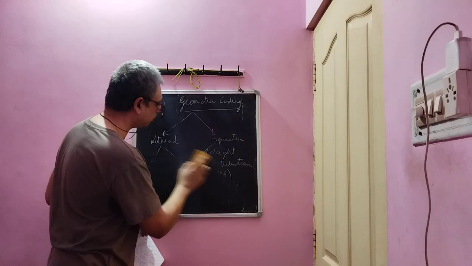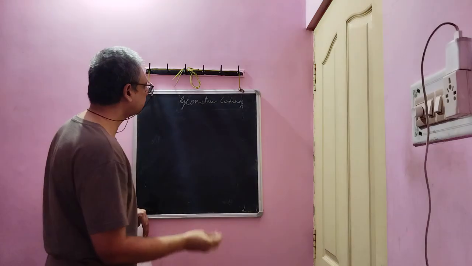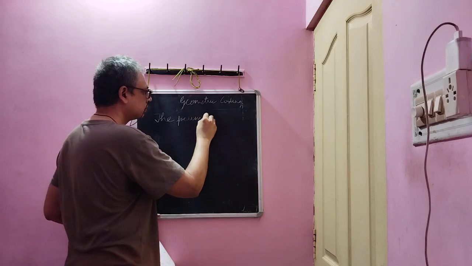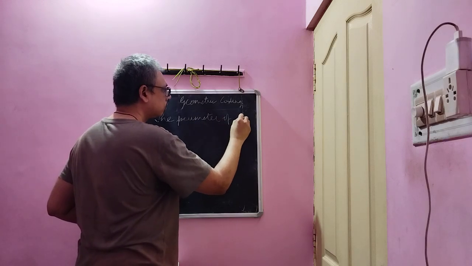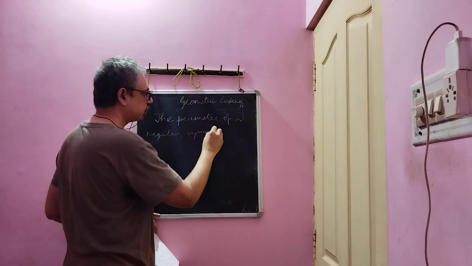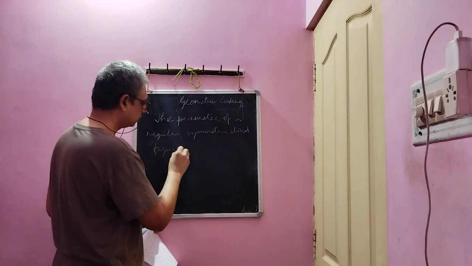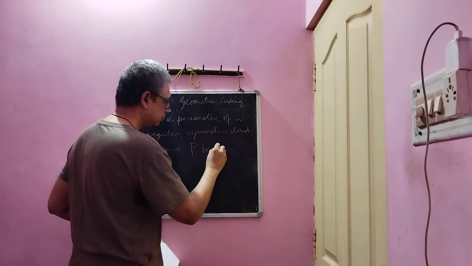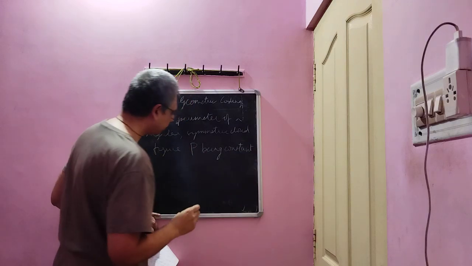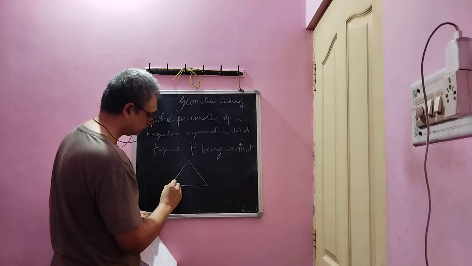Now, this optimal approach is based on the fact that, the perimeter of a regular, symmetric closed geometric figure, say P, being constant, the area enclosed by it is minimum for a three-sided figure, which is a triangle.